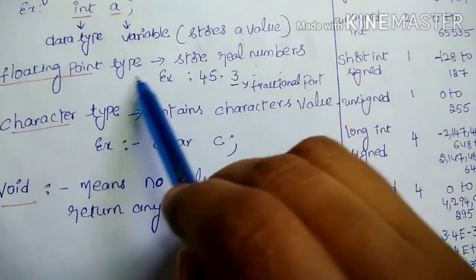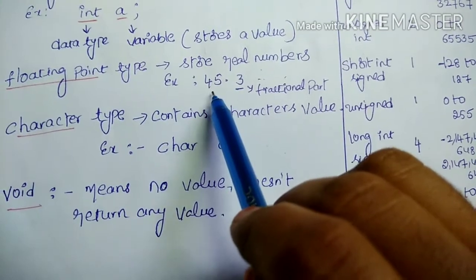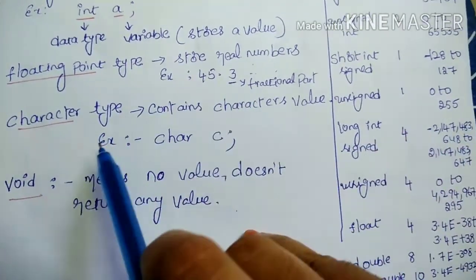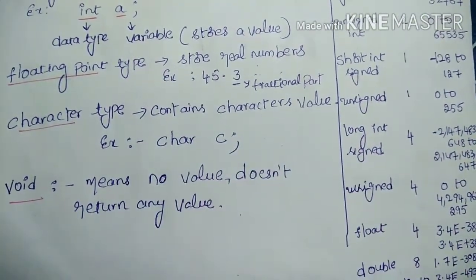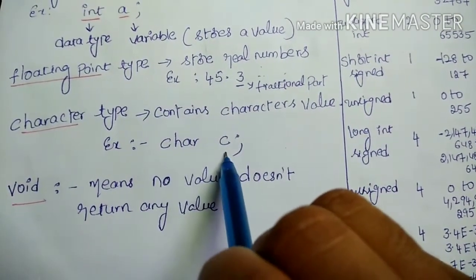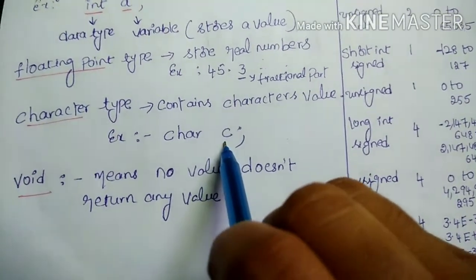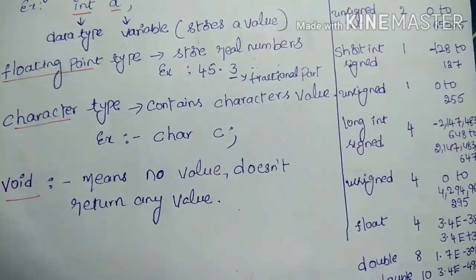Now the floating point data type stores real numbers. 45.3 is an example. The character data type contains a character value. So char c: char is a keyword and c is a variable. What is a variable? It holds a given value. And void means it doesn't return any values.